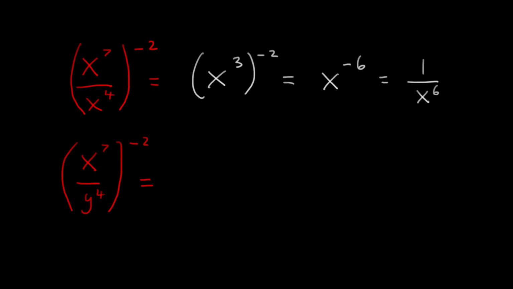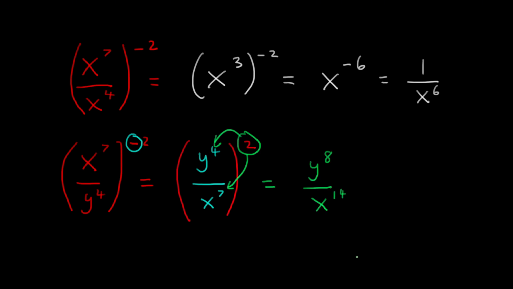Now, similar looking question, but this time the bases are not the same. So we can't simplify the expressions inside the brackets. We need to deal with the exponent outside the bracket. I personally like to deal with the negative sign first. So what the negative sign does is it's going to flip the fraction. Next, we can deal with the squared. What this does is it's going to multiply the exponents of the numerator and denominator by 2. And we get y to the power of 8 divided by x to the power of 14.